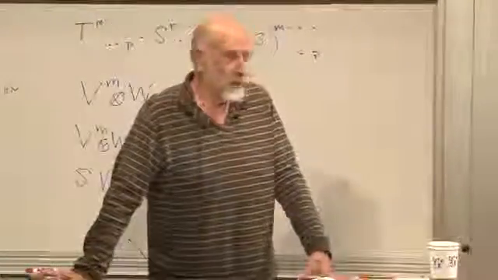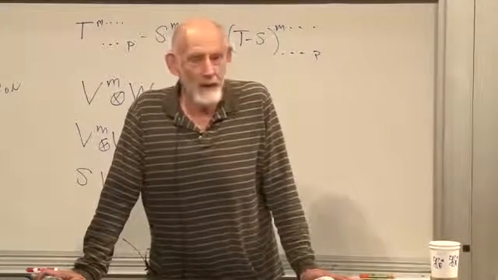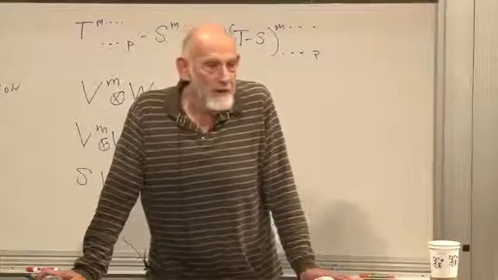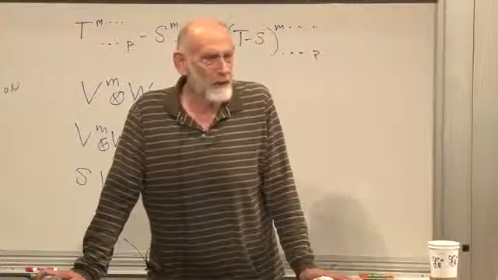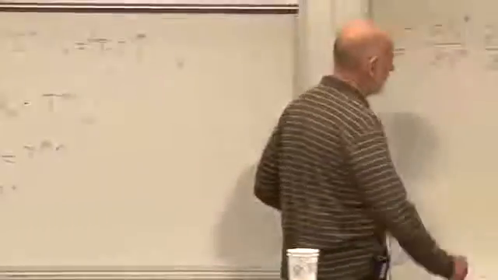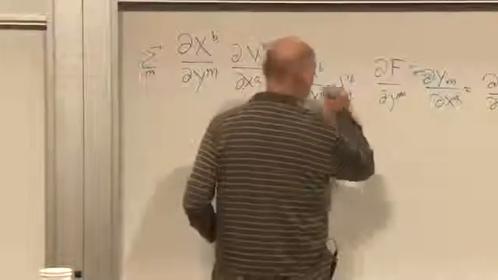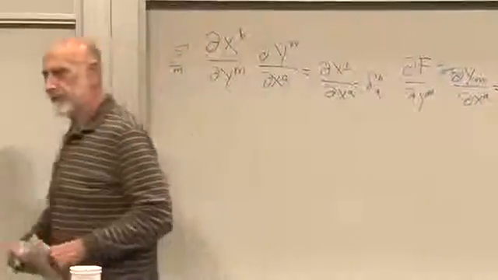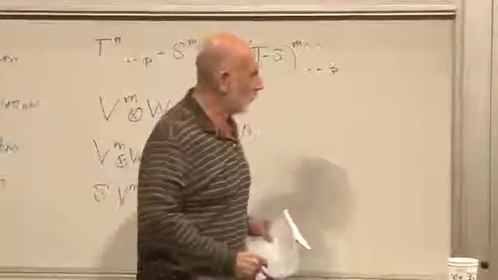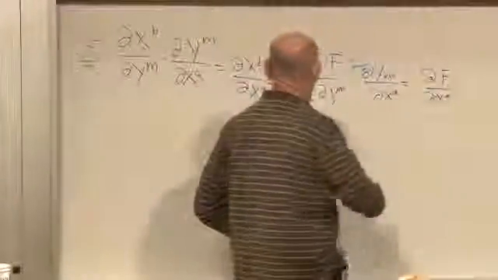What's the derivative of x1 with respect to x1? 1. What's the derivative of x1 with respect to x2? 0. So this thing here is just the Kronecker delta δ^b_a. Is it only true for orthogonal coordinates? No. It's true for any set of coordinates.